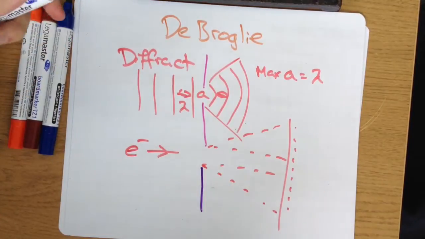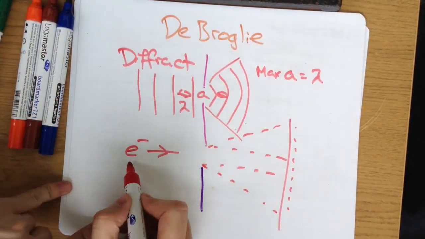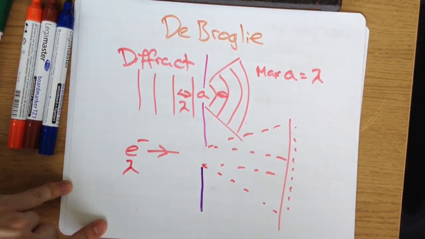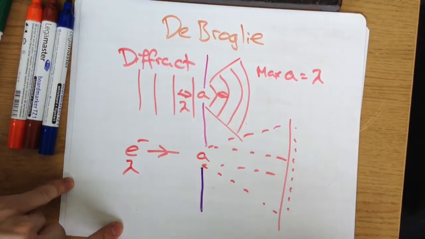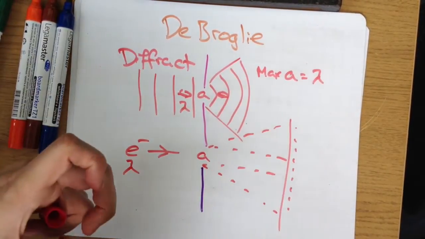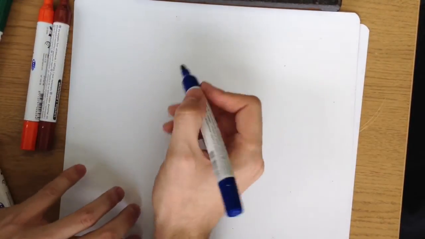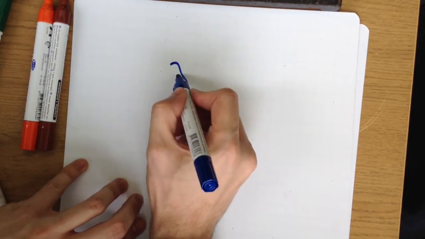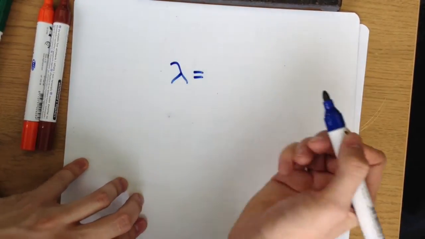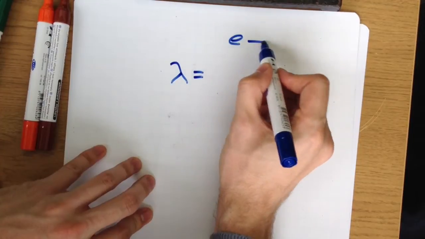So what does that mean? It means that the wavelength of the electron must be equal to the gap size. How do we discuss the wavelength of a particle? What did we say that particle was doing? We had an electron that was moving.